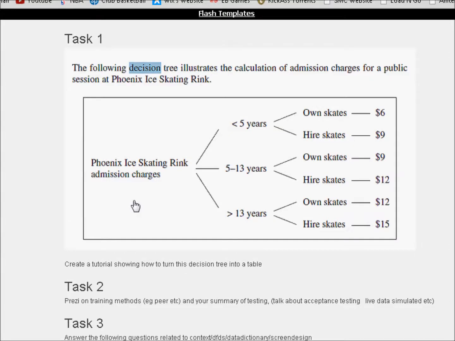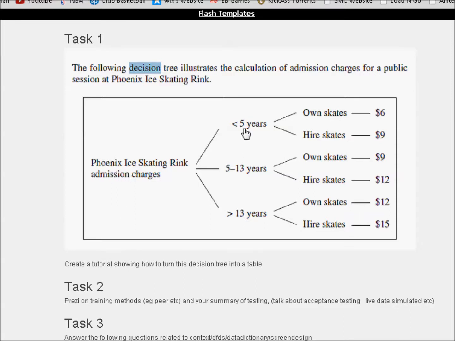Good afternoon, YouTube, and today I'm here to show you how to convert a decision tree to a decision table. The decision tree we have here is just an example: a Phoenix ice skating ring admission charge. So this is what we start off with.